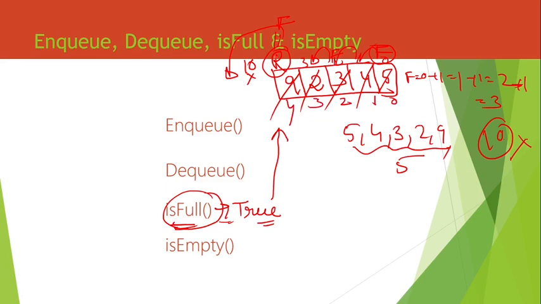So if the front pointer becomes 5, 5 is greater than 4. That means if the front pointer is greater than the rear pointer, then we cannot delete any further element.